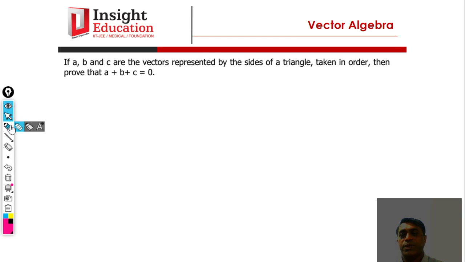So now generally we will find examples of this type in mathematics. If A, B and C are the vectors represented by the sides of a triangle, so you can say sides of the triangle.